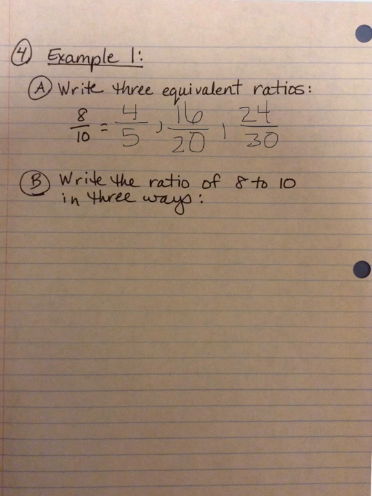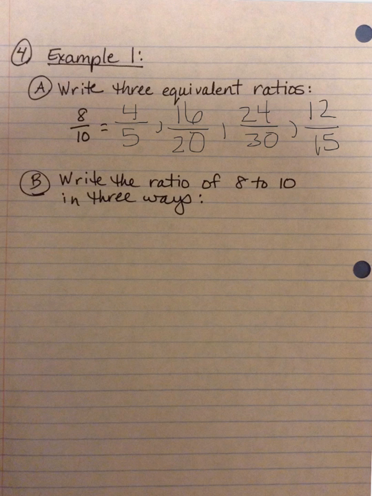Now, I could also look at this and say, well, I could come up with an equivalent ratio to 4/5. If I multiplied 4 by 3, it would give me 12. And 5 times 3 is 15. So 12/15 is also an equivalent ratio, even though I can't multiply 8/10 by a whole number to get 12/15. I hope that makes sense. But if not, don't worry about the last part just yet. I'll explain that a little better in class. But definitely 4/5, 16/20, and 24/30 are all equivalent ratios.